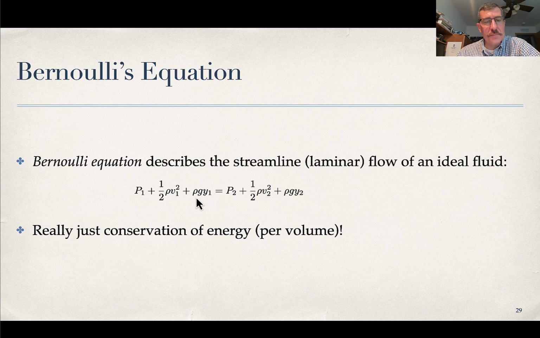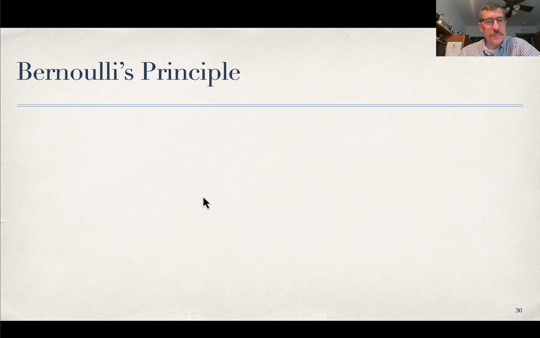And actually the pressure, well, pressure is force per area, and if we divide by volume, what we get is work. So the pressure is related to work, the 1/2 rho v squared is related to kinetic energy, and the rho g y is related to gravitational potential energy.